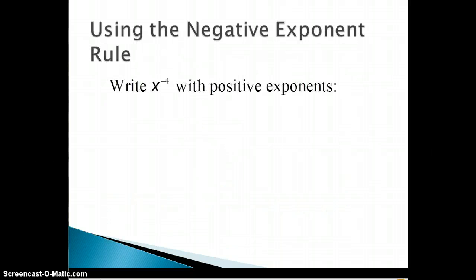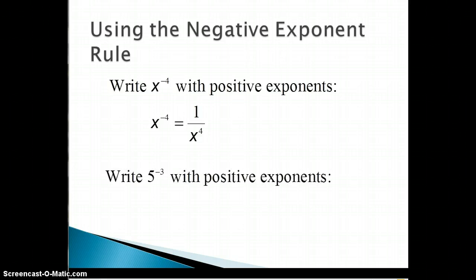So for example, let's write x to the negative 4 with positive exponents. So currently it's in the numerator, so we can move it to the denominator and change the exponent from a negative 4 to a positive 4. And then of course we always have to put a 1 in the numerator if it would be empty otherwise. So that's our final answer.